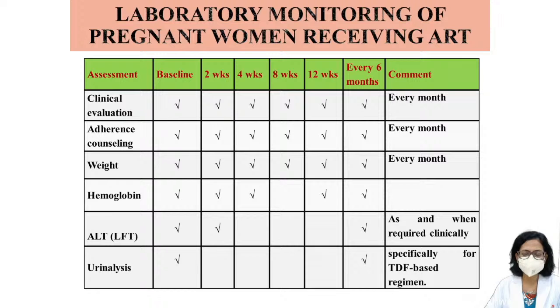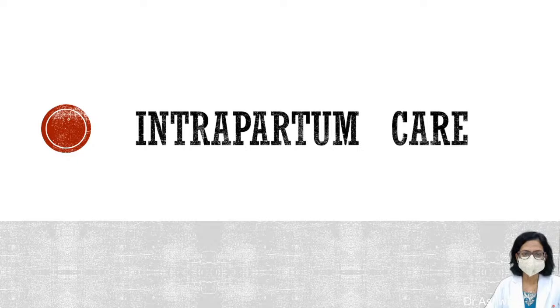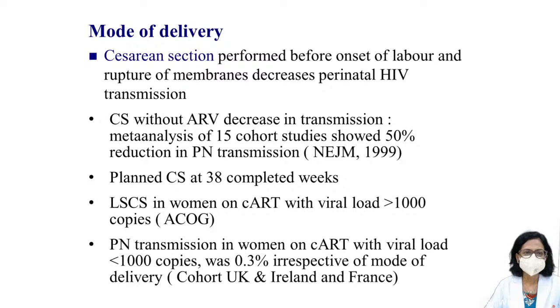So this is basically for side effects of ART. CD4 count at baseline and 6 months as per guideline. And other antenatal tests will be done as for any other antenatal patient. Kidney function tests are done at baseline and every 6 months. Screening for other infections should be done like we already discussed, because these are also sexually transmitted and may coexist with HIV infection. Then intrapartum care, the mode of delivery.